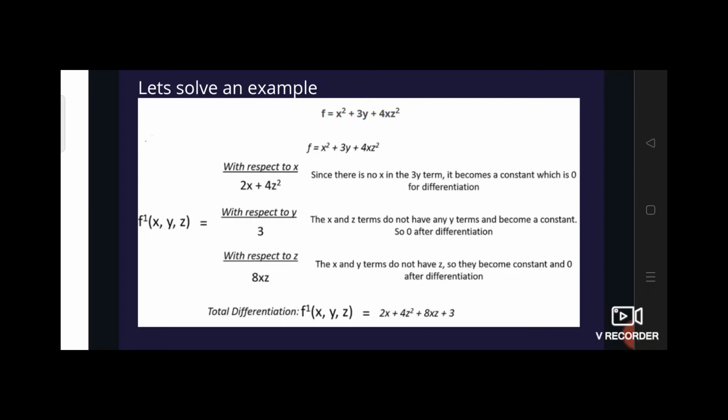With respect to y, if we differentiate, x square is constant, so 0. 3 comes out and dy by dy is 1, and 4xz square becomes 0. With respect to z, x square becomes 0, 3y becomes 0, 4x comes out and then dz square by dz is equal to 2z. So 4x multiplied by 2z gives us 8xz. Whereas in total differentiation we get 2x square plus 4z square plus 8z plus 3.